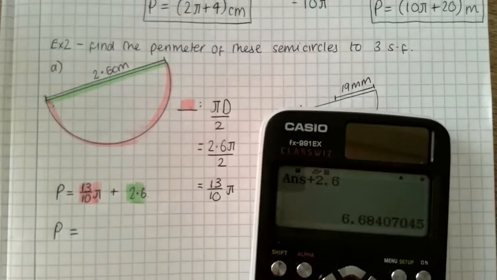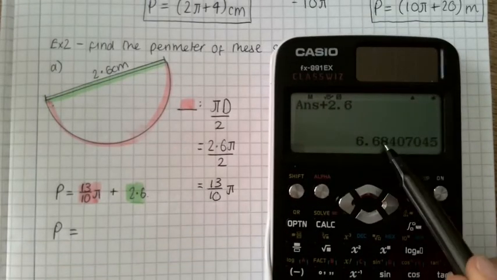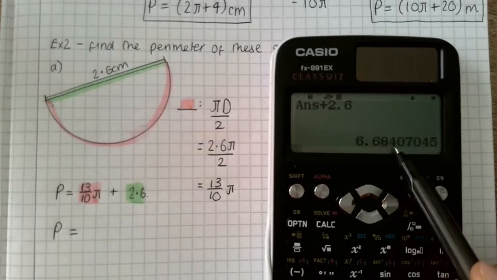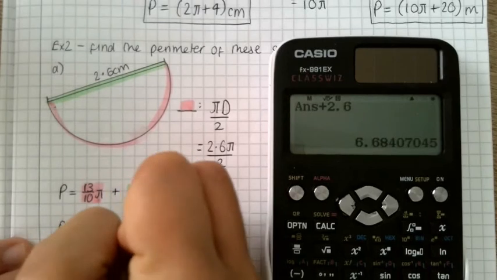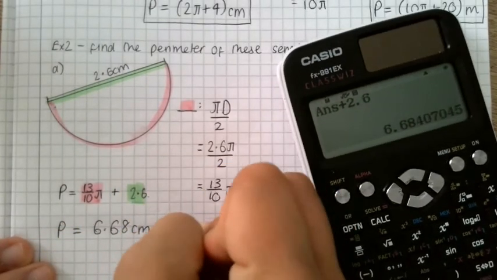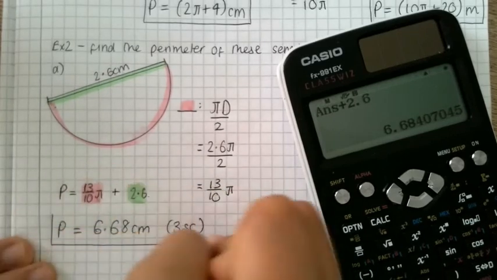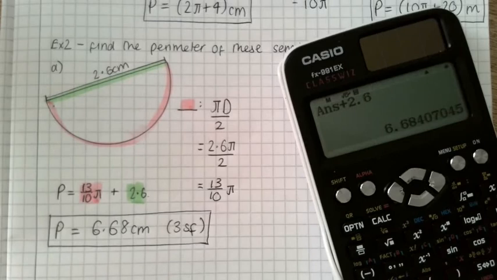So to 3 significant figures, first significant figure, second significant figure, third significant figure, and there's a 4 next to it, so we keep it as it is, an 8. So 6.68 centimetres rounded to 3SF. We're going to put what we've rounded it to in there too as well. That's super professional to do that. So hopefully that makes sense. It's only a little bit of an extra step.